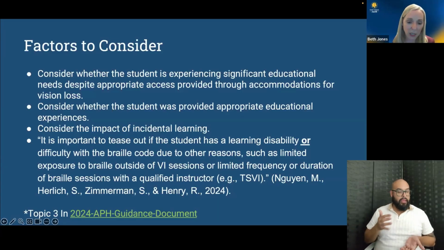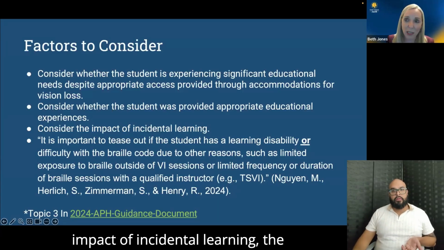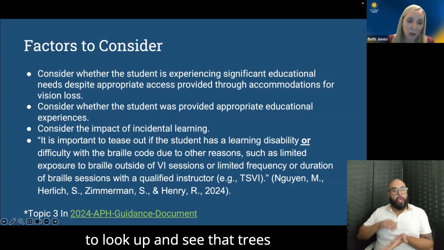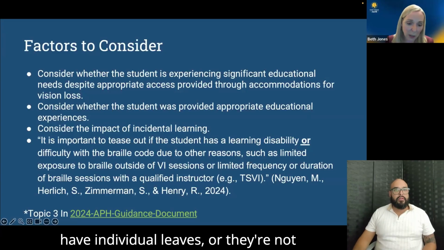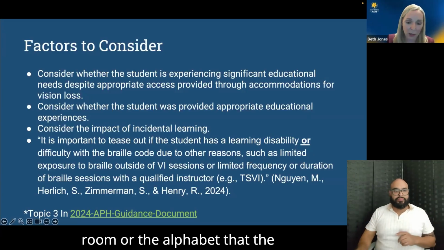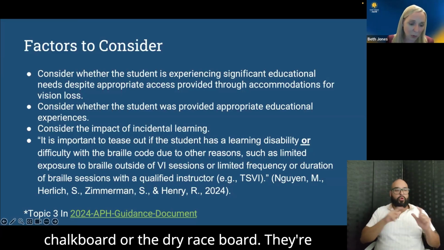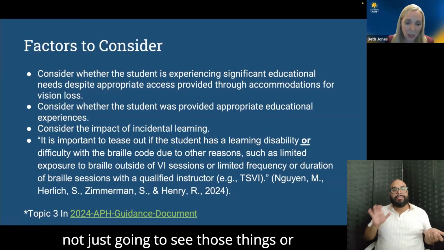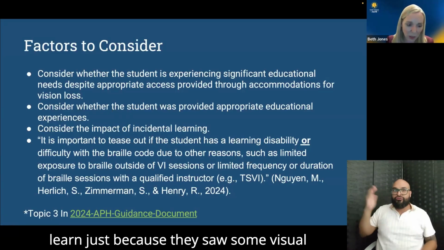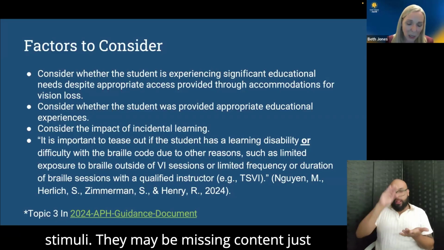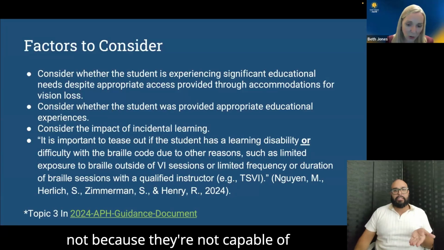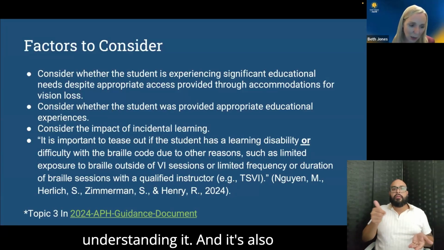Are teachers taking into consideration the impact of incidental learning, the understanding that they're not just going to look up and see that trees have individual leaves, or they're not going to look up and see the clock in the room, or the alphabet that the kindergarten teacher has posted above the chalkboard or the dry erase board. They're not just going to see those things or learn just because they saw some visual stimuli. They may be missing content just because they didn't visually see it, not because they're not capable of understanding it.